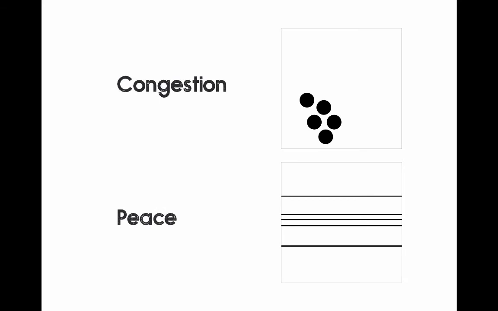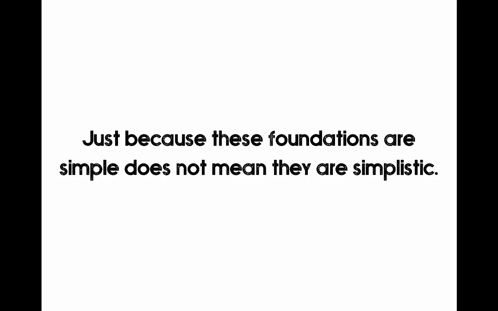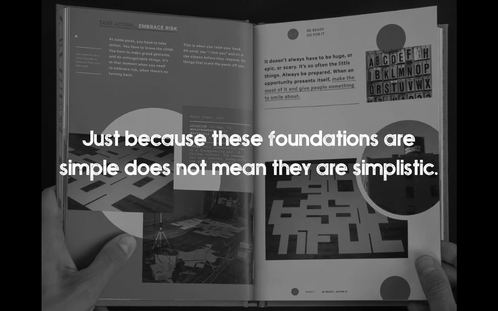So the top one's congestion, the bottom one's peace. And there's a sense of peace because there's a little bit of a vibration and then almost a sort of an outflow that's evenly pushing out from the center of those lines to the top and the bottom line. So it's a sort of relaxed vibration almost that it creates. Okay, so just because these foundations are simple doesn't mean that they are simplistic.